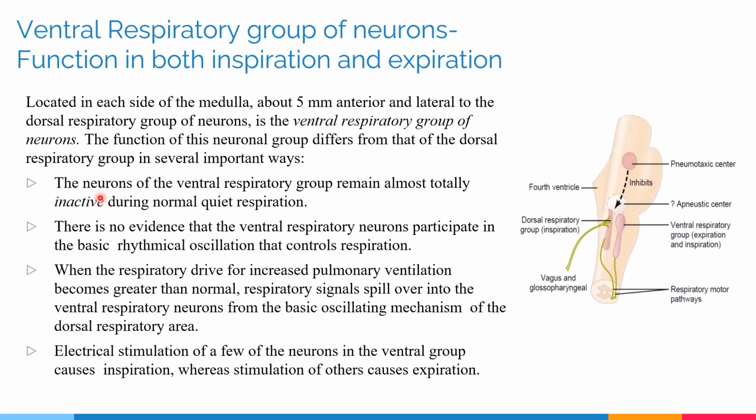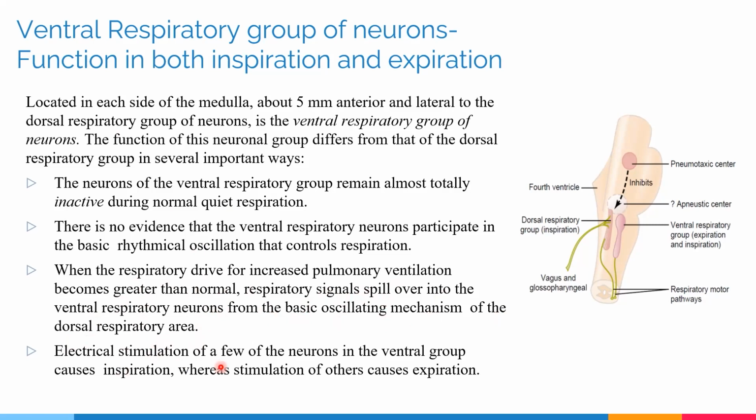These ways include that the neurons of the ventral respiratory group remain almost totally inactive during normal quiet respiration. There is no evidence of ventral respiratory neurons participating in the basic rhythmical oscillation that occurs during respiration. When the respiratory drive for increased pulmonary ventilation becomes greater than normal, that is, when the body is moving from a resting phase to an active phase, the respiratory signals spill over into the ventral respiratory neurons from the basic oscillating mechanism of the dorsal respiratory area.